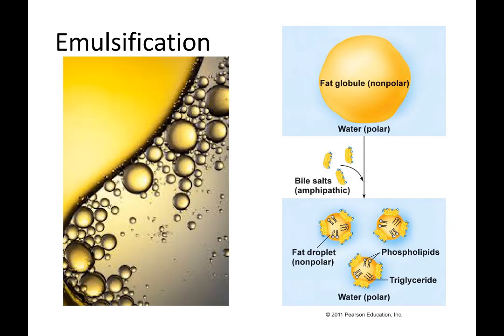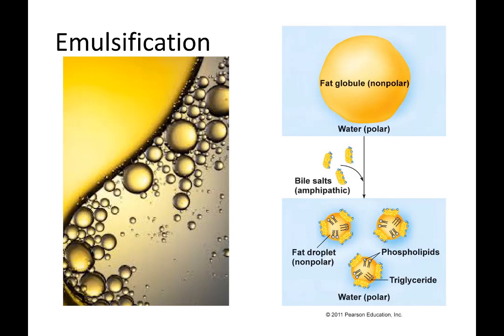So this is the emulsification story. If you have a giant fat blob, a big oil slick, you throw in some bile, it's just like throwing in some soap or something, they mix it all up. Now you'll have tiny little fat droplets. Individual fats, so you have still a triglyceride, or these little phospholipids with two fatty acid chains, versus the triglyceride, which obviously has three fatty acid chains.